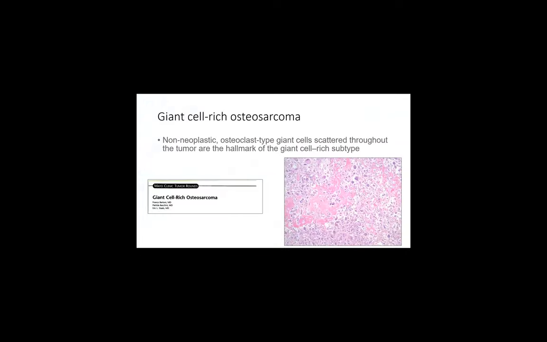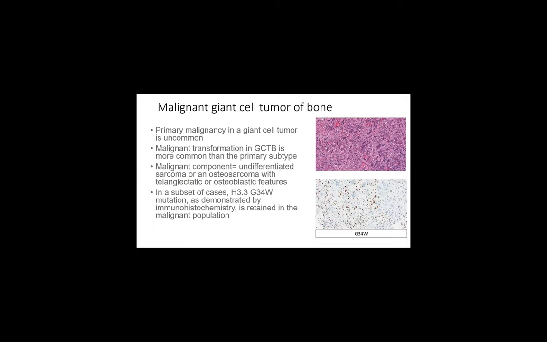So giant cell-rich osteosarcoma: in this lesion, we have these giant cells, which are actually non-neoplastic, scattered throughout the background of malignant mesenchymal cells, which are making osteoid. So again, this is just an osteosarcoma that has a preponderance of giant cells. The differential also includes malignant giant cell tumor of bone. Primary malignancy in giant cell tumor of bone is very uncommon. Malignant transformation of a precursor giant cell tumor of bone is more common than it occurring primarily.